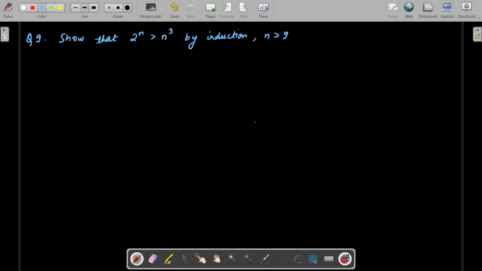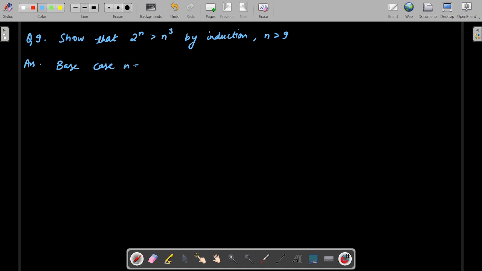Okay, so today we'll be solving question number 9 from exercise 2.1 of the book Challenges and Thrills of Pre-College Mathematics. I skipped question number 8 because it's essentially the same as question number 3. So we need to show that 2 to the power n is greater than n cube by induction for n greater than 9.